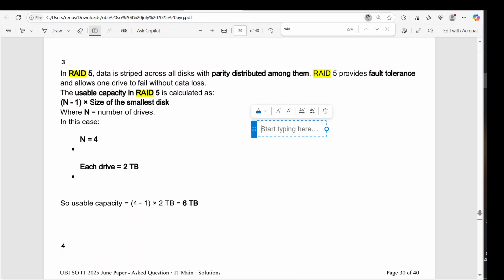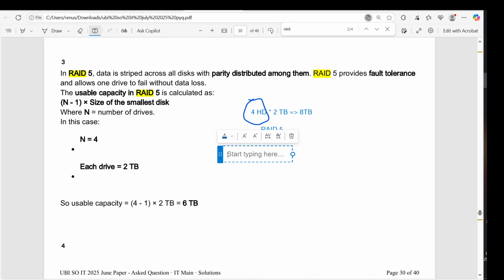Now I want to do RAID 5. So what will RAID 5 say? It will say that you have 4 drives, and among the 4 drives, one drive is being used. It means n minus 1. So initially I have 4 minus 1, which becomes 3. So the available hard drives I have are 3.